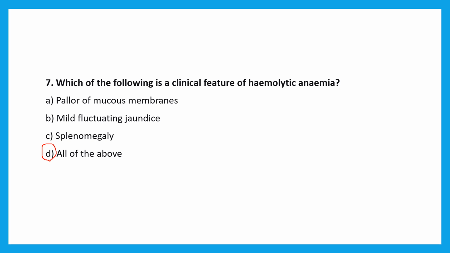And by the way, when you go for hemolytic anemia, all these three is a triad: pallor, jaundice, and splenomegaly. It's a clinical triad of hemolytic anemia. All right, so let's go to question number 8, question number 8.